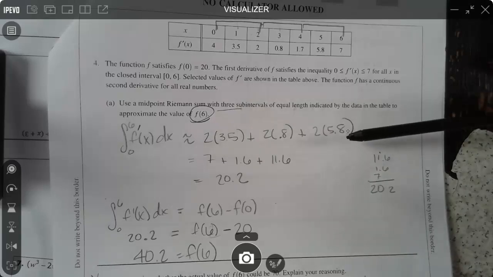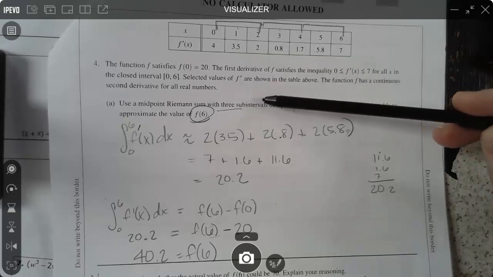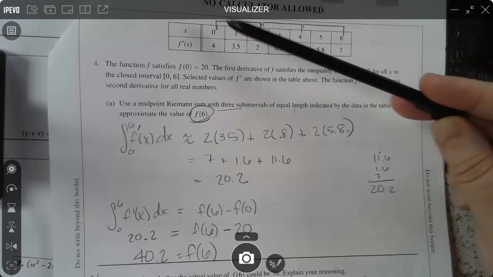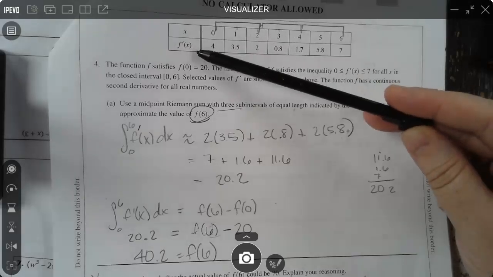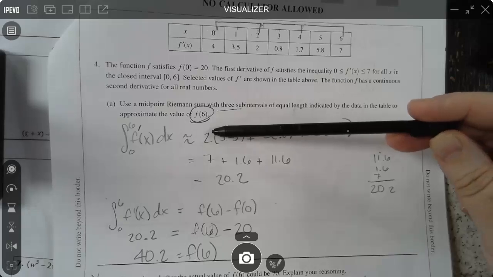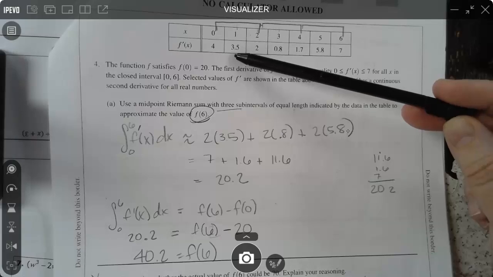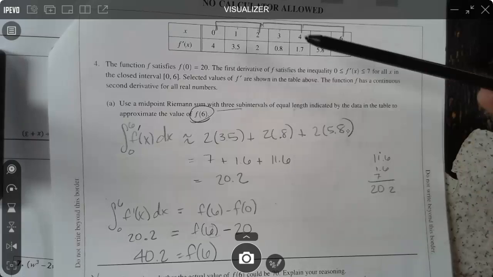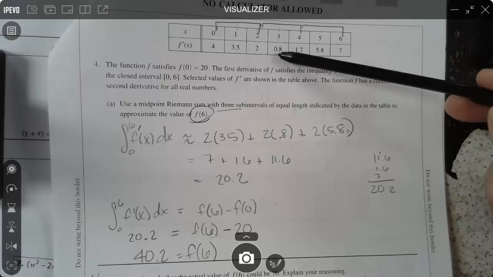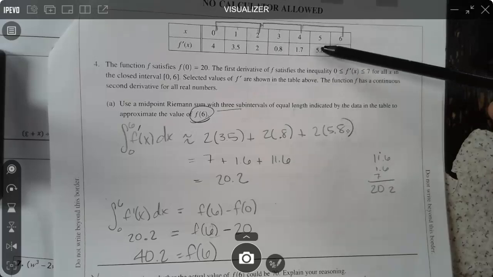Since y'all did all kinds of stuff here. Since it's 3 subintervals, this is why it was. And notice this was confusing too, because this was the derivative here, okay? All right. The width is 2 each time. So I've got a rectangle of width 2. The first midpoint is 3.5. This rectangle is width 2, midpoint 0.8. This rectangle is width 2, midpoint 5.8.